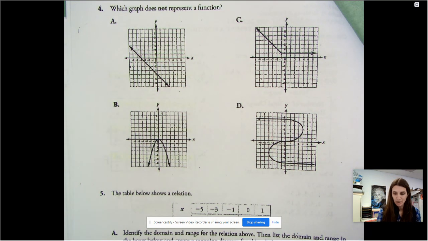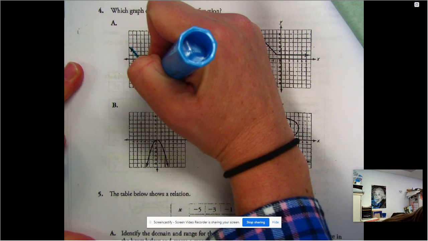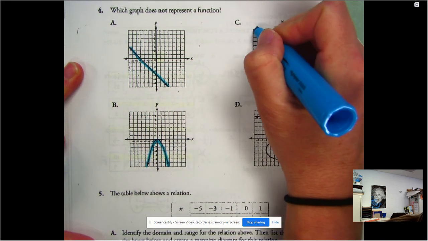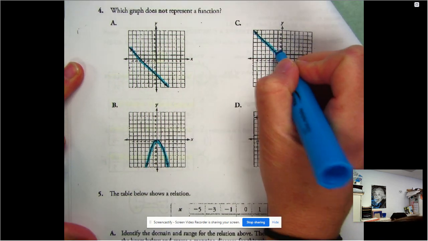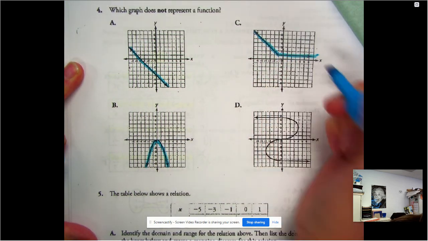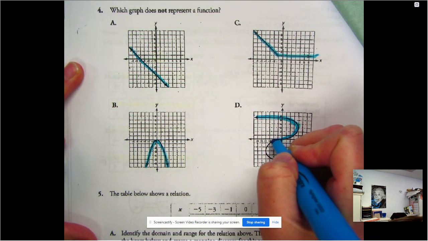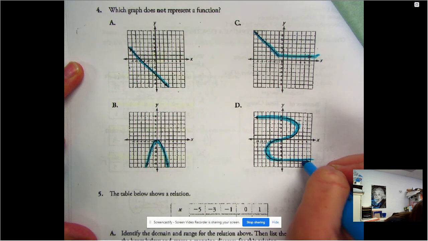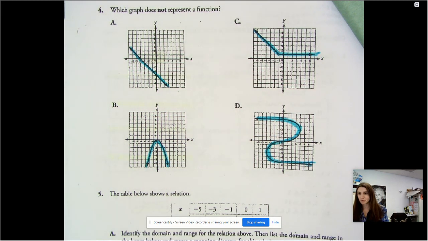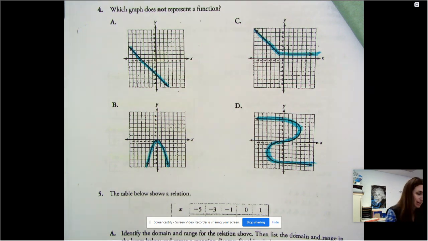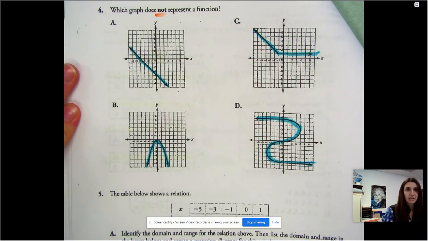Okay, so I'm actually going to use my blue highlighter to highlight the functions. This one's a straight line here. This one's a parabola. This one is the one that changes course piecewise, and this one is a snake. Just kidding. All right, so as we go through, we're going to draw those vertical lines and see which one does not pass the vertical line test.